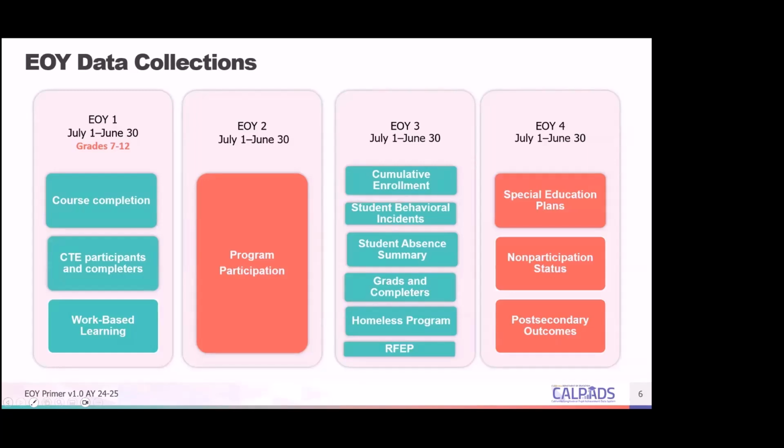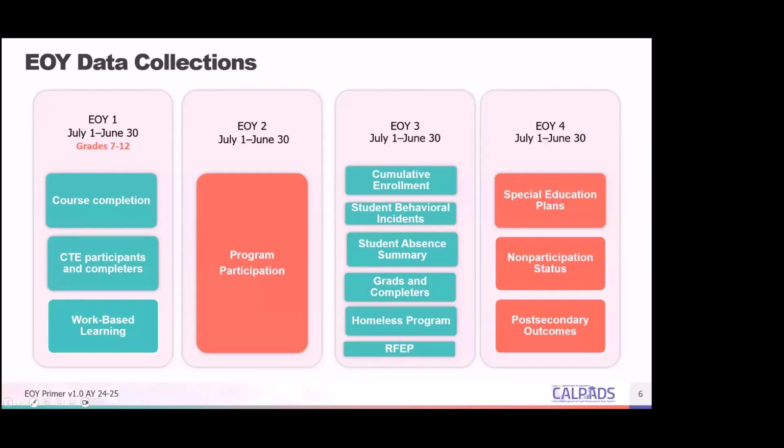End of year 2 contains program participation information that is submitted in student program or SPRG files. End of year 3 contains information on cumulative enrollment, student behavioral incidents, the student absence summary, graduates and completers, homeless youth, and students who take the summative LPAC and test as RFEP. End of year 3 contains the student incident results, student offense, and student absence summary file types.